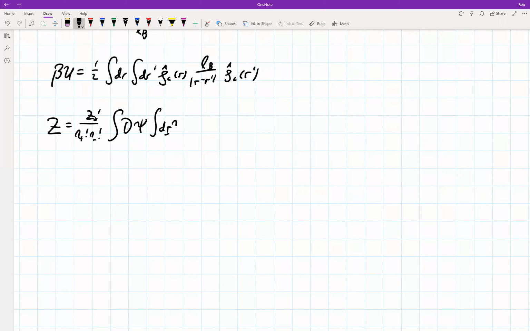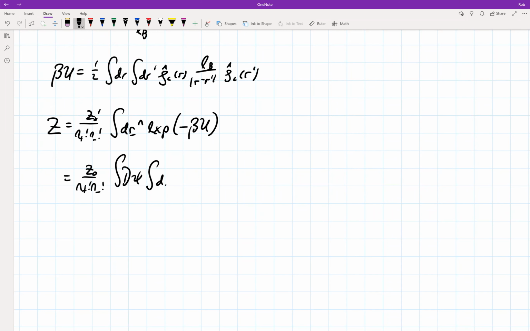Actually, I didn't even write down the particle version. Let me start by writing down the particle version just to make sure that this is all clear. Right, so we'll have exponential minus beta U. And since we're only considering simple fluids, a simple fluid of charges, there's not really anything else to consider here. So since this is already in Gaussian form, we can go ahead and throw Hubbard-Stratonovich at it. So we'll have Z0, now we pick up our d psi, dr to the N.